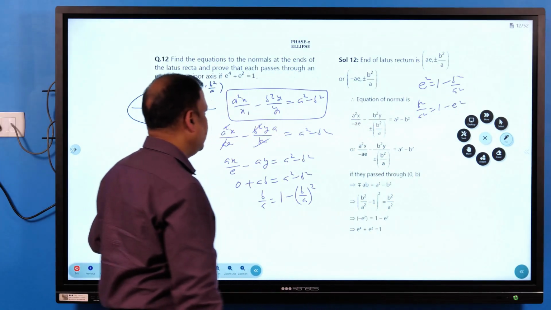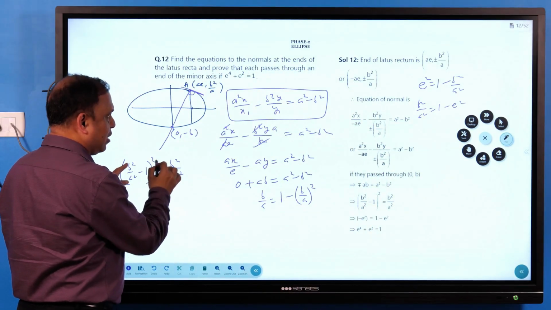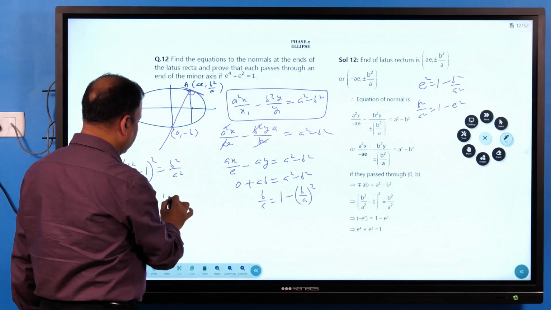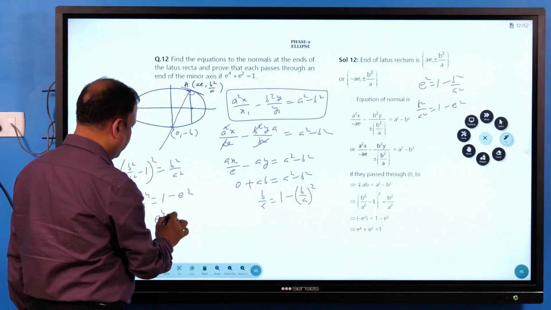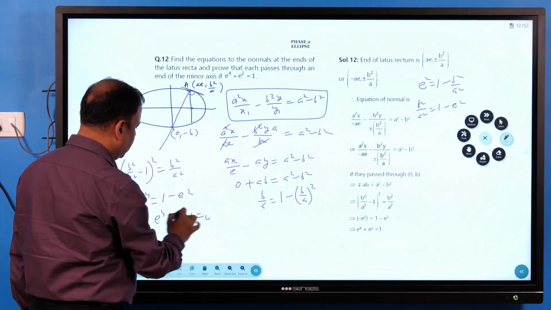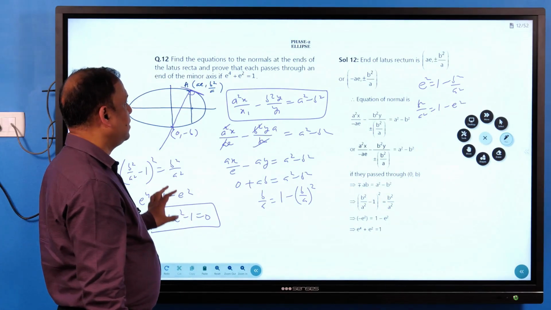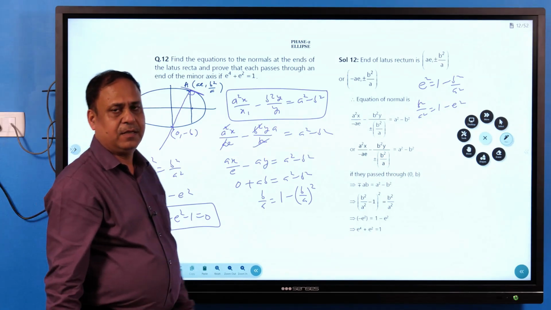Put these values. So this will be how much? 1 minus e square, whole square. So it will become e to the power 4 is equal to 1 minus e square. So e to the power 4 plus e square minus 1 is equal to 0. This eccentricity must satisfy this equation of eccentricity.